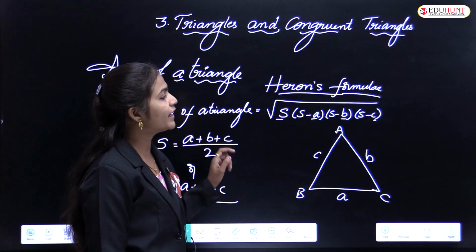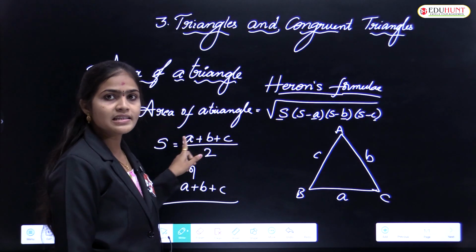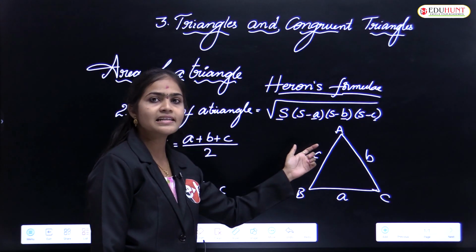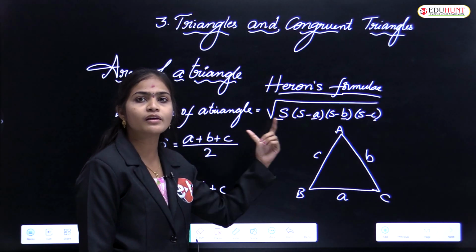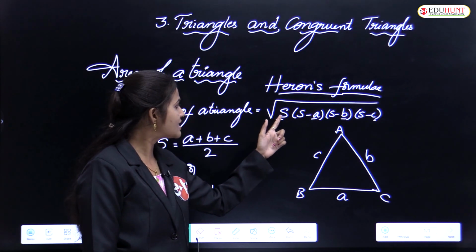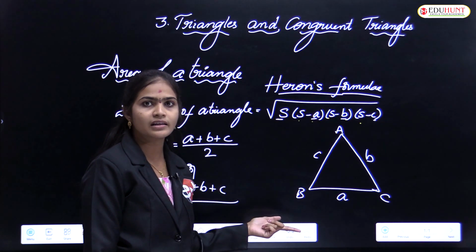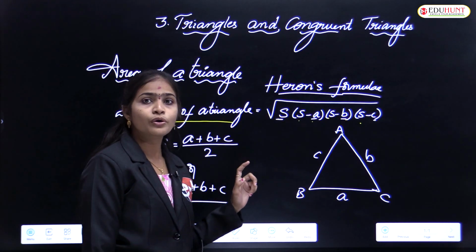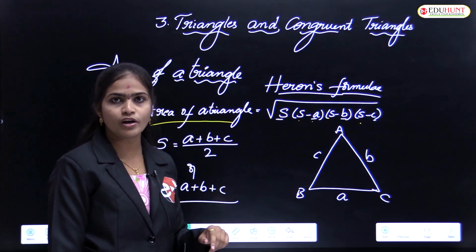So to find the value, first we need to find S. S is equal to (a plus b plus c) by 2, so we have to add all the three sides and take its half. So we have to take half of the perimeter of the given triangle, and that is the value of S here. Substitute that value here, and a, b, c are the sides of the triangle. After substituting those values, you will get the area of a triangle. Who gave this formula? Heron. So we will call this Heron's formula.